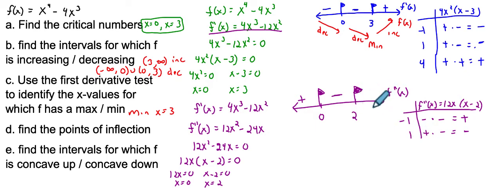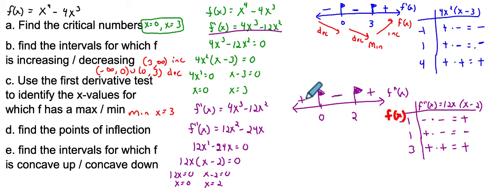My last piece of the number line is this area from 2 up. And so I'm going to pick a number greater than 2. Let's try 3. 12 times 3 gives me a positive number. 3 minus 2 is also positive. Positive times a positive is positive. Okay, so this is what's happening on my second derivative. So if my second derivative is doing this, my function value will be doing the following.